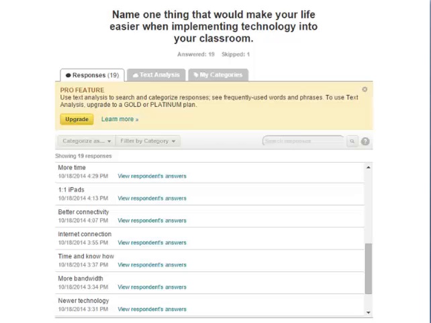And so you see here that they've given samples such as more time, one-to-one iPads, which most of our students do already have, but not all of them, which can be complicated in a mixed classroom where you have some students that have iPads and some of them don't. And so our campus is not totally one-to-one, or our district is not totally one-to-one yet. Better connectivity, internet connection, time and know-how, so more training there, more bandwidth, and then newer technology. So some of the computers haven't been updated, and I think that there is a plan to do that.